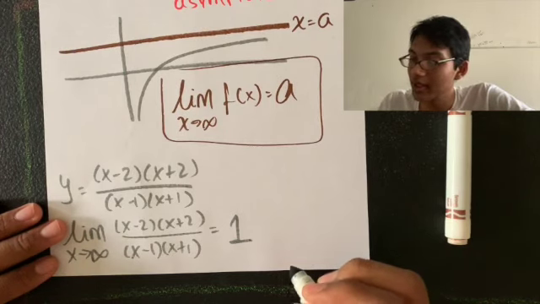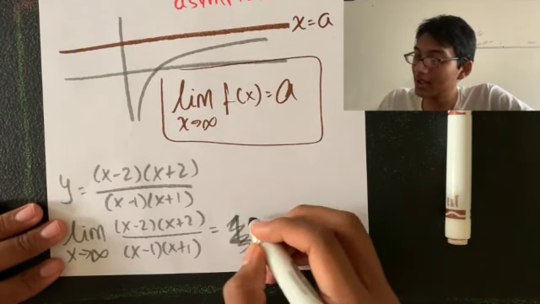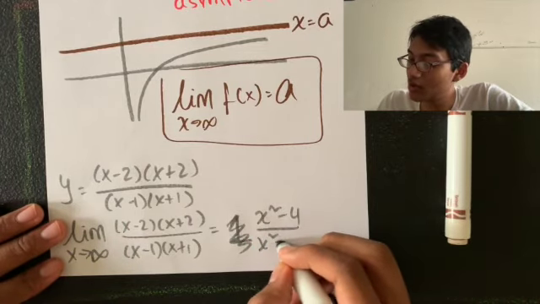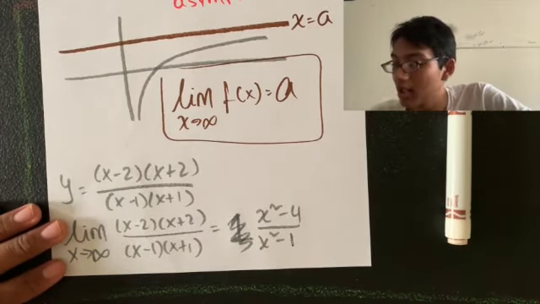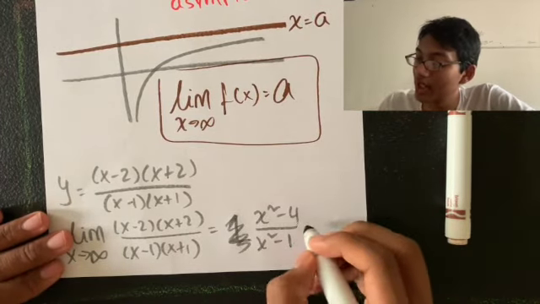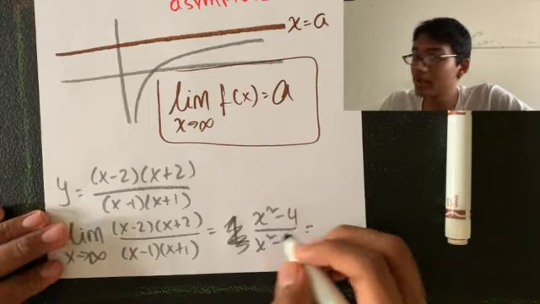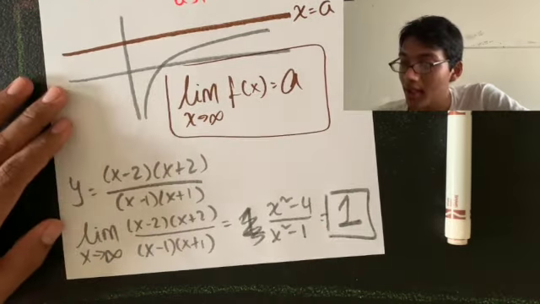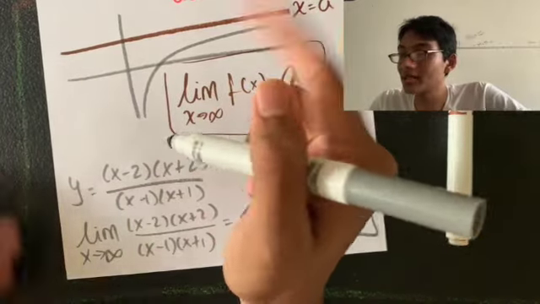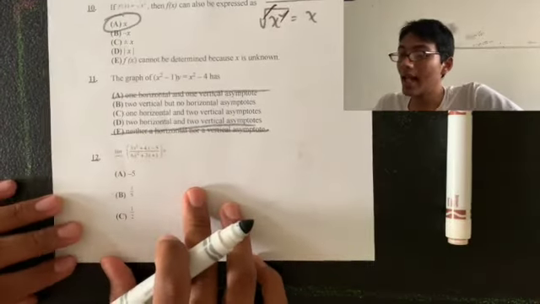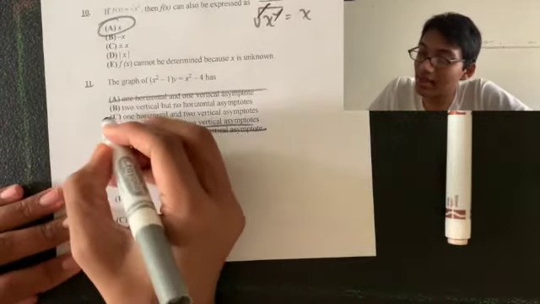Another way you could probably think of it is if I were to distribute everything out, I'll be left with x squared minus 4 over x squared minus 1. But if my x is incredibly large, these minus 4 and minus 1s don't matter. And since my degree at the numerator and denominator is the same, I know my limit is just going to be 1. Meaning I have one single horizontal asymptote at y equals 1. And so that means my final answer is going to be 2 vertical and 1 horizontal asymptotes, which is choice C.